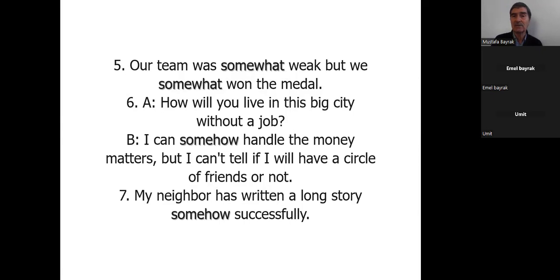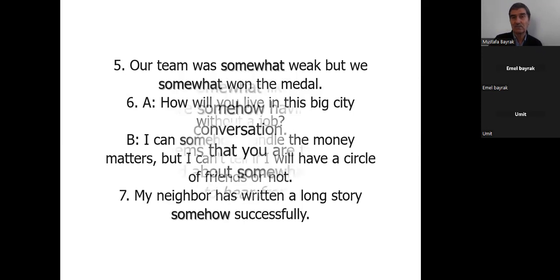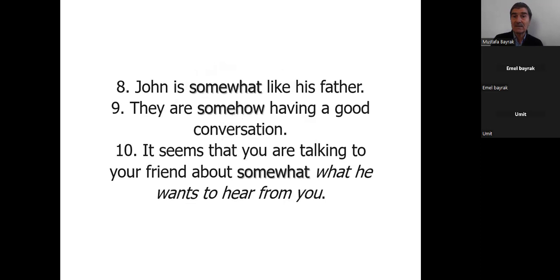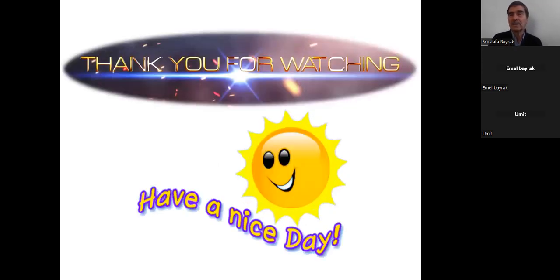7, my neighbor has written a long story, somehow successful, kinda successful, sorta successful. John is somewhat like his father. They are somehow having a good conversation. They are sorta having a good conversation. It seems that you are talking to your friend about somewhat what he wants to hear from you. Kinda what he wants to hear from you. You can use it almost every place of a sentence.